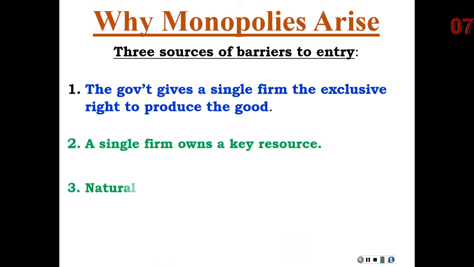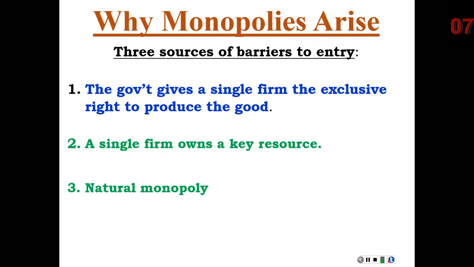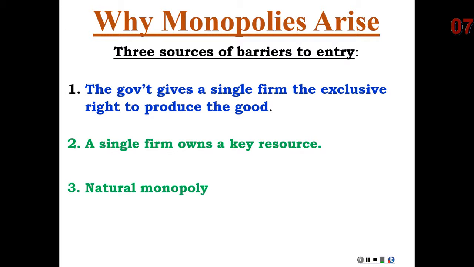Okay, so again, these are the three barriers we need to be aware of. The government can give the exclusive right to a firm to produce. That's through patents and such. Then a single firm might own a key resource, and then there can be markets that are natural monopolies, where it naturally makes sense for a monopoly to serve that market, and we've seen how that works as well.